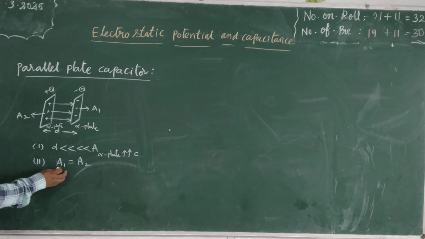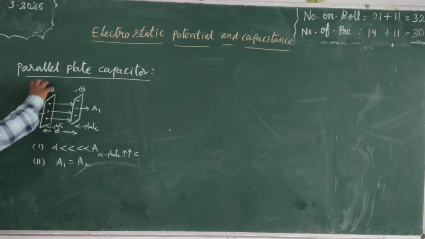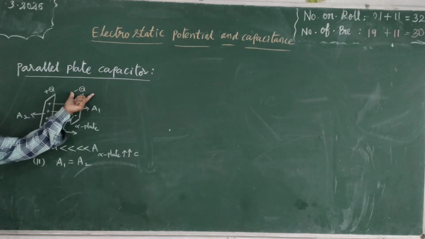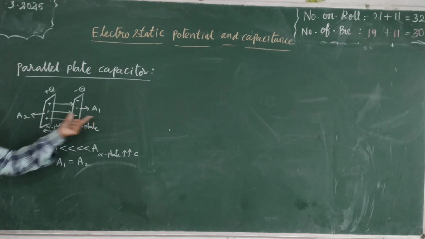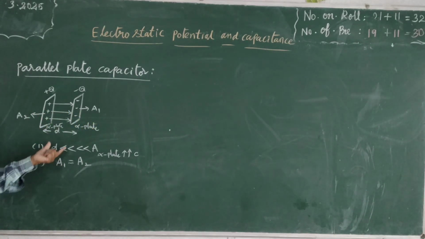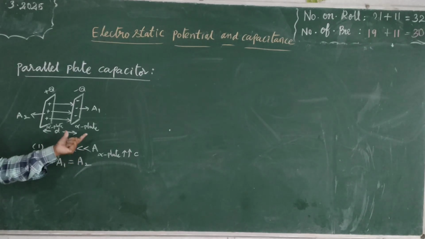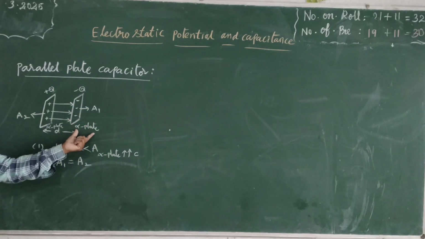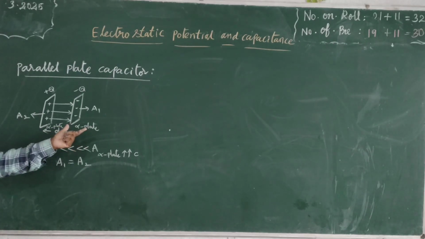In the same way, A1 equals A2, the areas are the same. Here there is plus q charge and here minus q charge. These are parallel plate capacitors. They have the same quantity of charge, and the electric field is bounded between the plates. The areas of this plate and this plate are equal. So d, the distance between the plates, is very much less than A. The smaller d is, the more the capacitance increases. That's why this plate behaves as an infinite plate. We call it a relative term.